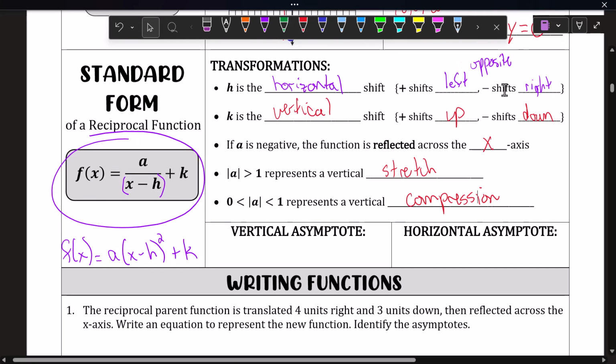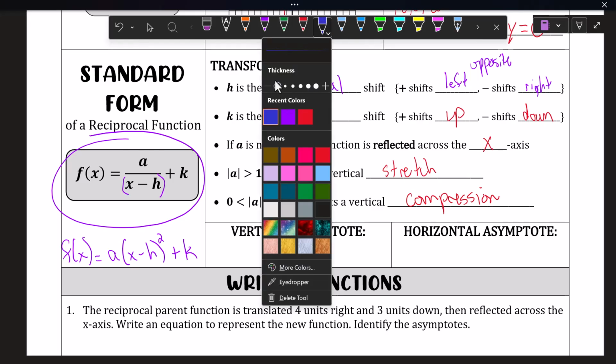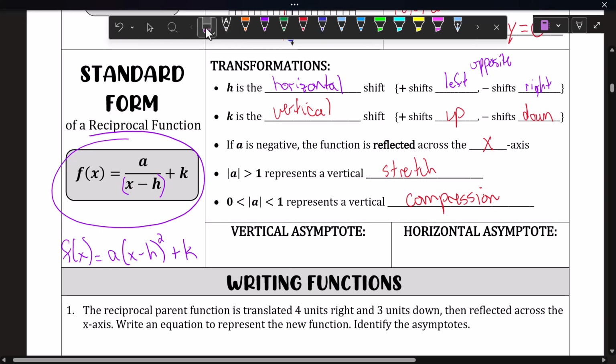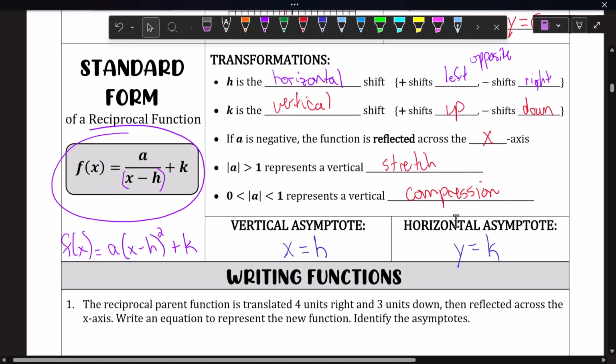Now, our vertical asymptote is always going to be x equals h, whatever that is, whatever the thing with the x is. Horizontal asymptote is y equals k. So h is our x value, k is our y value, and that's basically what we're doing.